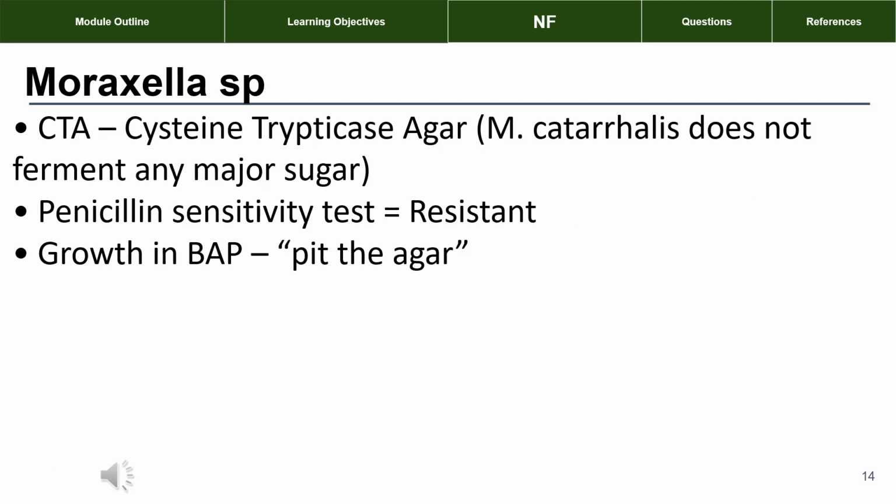For the lab diagnosis, you have your CTA or your cysteine trypticase agar. Take note that Moraxella catarrhalis does not ferment any major sugar. So the penicillin sensitivity test is resistant, and growth in BAP would show fits in the agar.